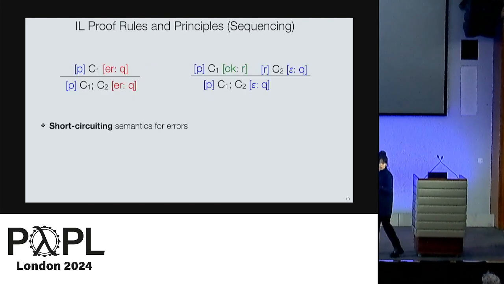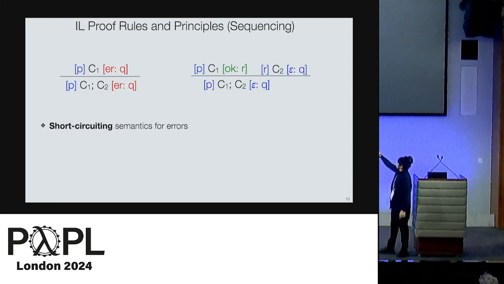And there's a rule that should be very familiar to you from Hoare Logic. This is more or less the sequential composition rule in Hoare Logic that says if you run the first part of the program, C1, and it terminates normally in states R, and from then on you carry on executing C2, then you can glue them together.